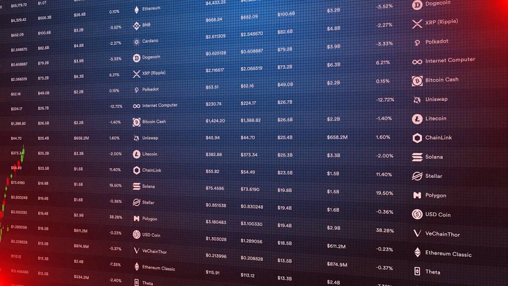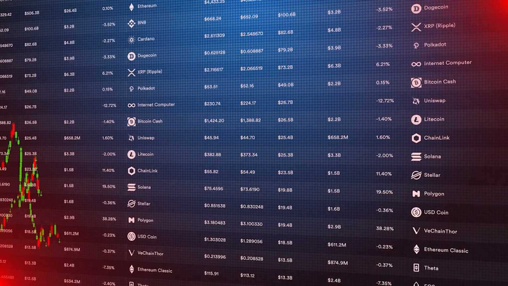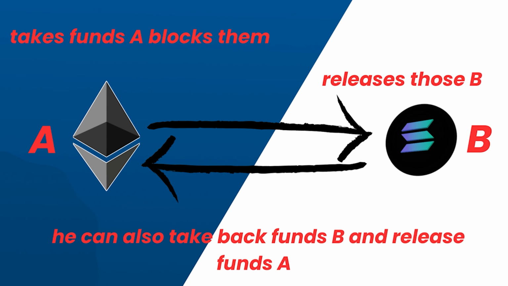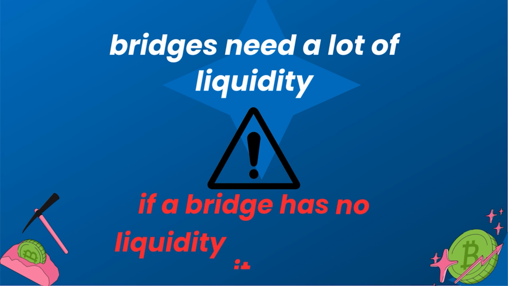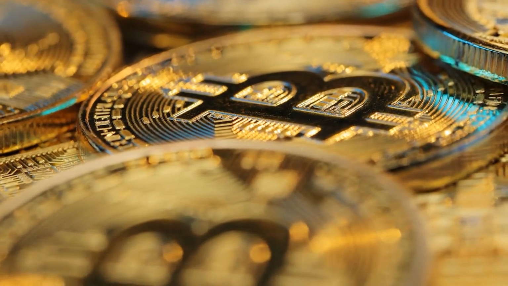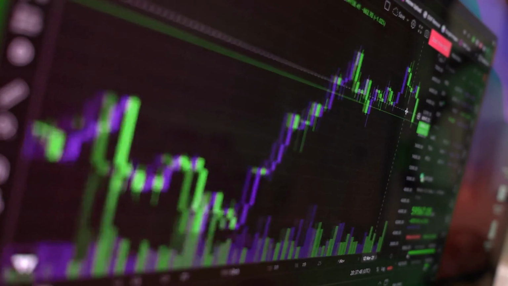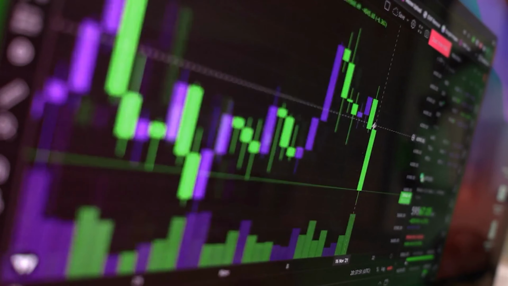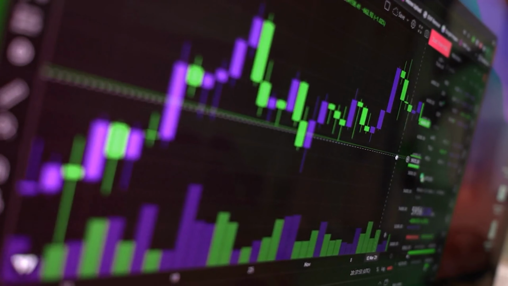The mechanism that operates behind the scenes is always the same. It takes funds A, blocks them and releases funds B. It can also take back funds B and release funds A, turning them back to the user. But be careful. Without liquidity, you will not go anywhere. If the bridge has little available, it becomes unusable. Therefore, the user is also exposed to this risk, just like for other decentralized finance services.